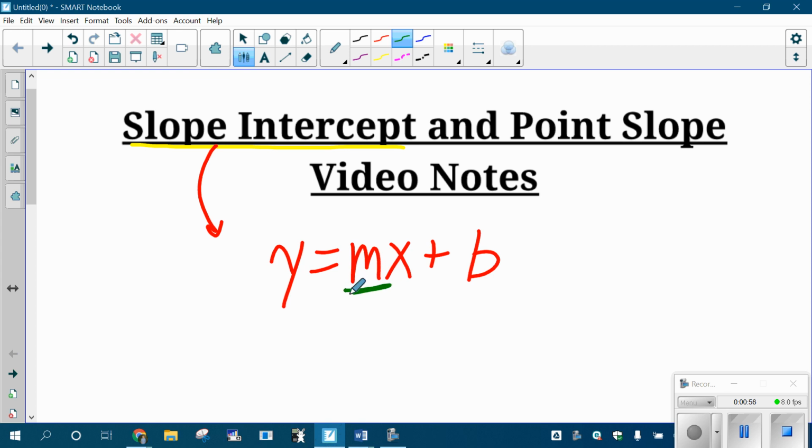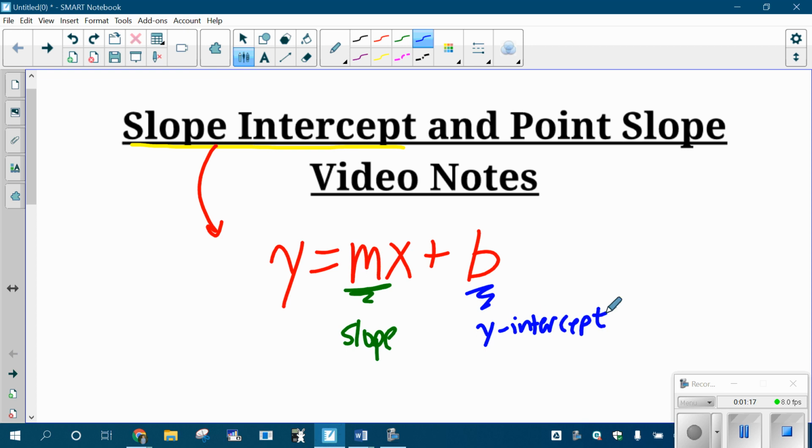You'll remember that the m is the slope. It's your rise over run. It's your how much up divided by how much you go over. It's your rate of change. The b is the intercept part, and specifically it's the y-intercept. It's the starting point. Okay?